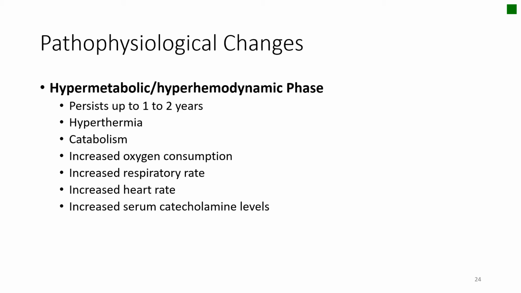Signs that are present: hyperthermia, catabolism, increased oxygen consumption, increased respiratory rate, increased heart rate, and increased serum catecholamine levels. Again, the burn patients have an increased resting energy expenditure, increased cardiac work, increased myocardial oxygen consumption, and they can have very marked tachycardia. They can have liver dysfunction, they can have muscle catabolism, again, growth retardation, all those things we mentioned before.